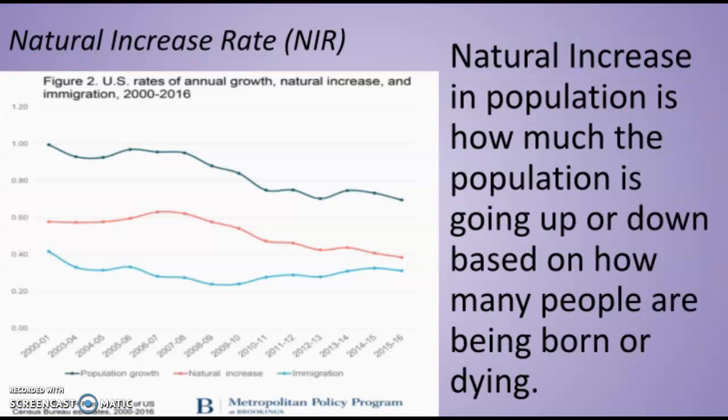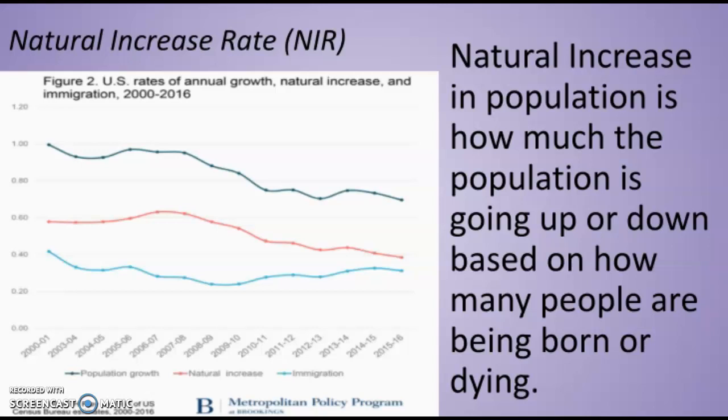By knowing the crude birth rate and death rate, we can find the natural increase rate of a country. So this is how much the population is either going up or going down based on how many people are being born and how many people are dying. So you get some idea of whether a population is increasing or decreasing.